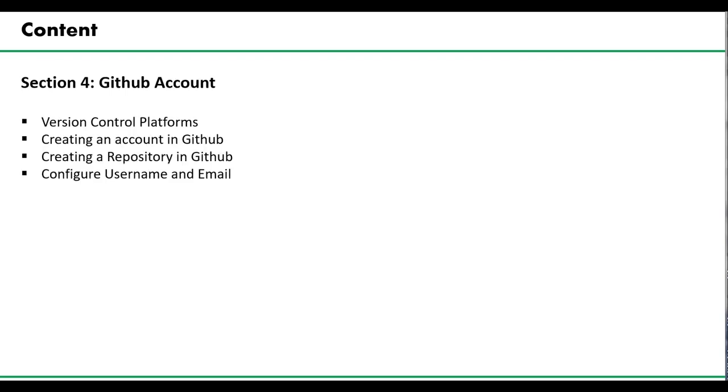Then in section 4, I will show you the different version control platforms. For those of you who are working with different types of platforms like GitLab, it's totally fine, you can just skip this part. But for those of you who are following me with the course and want to start using GitHub, I will show you how you can create a GitHub account or make a repository in GitHub, and also, at the end, configure username and email in your operating system.